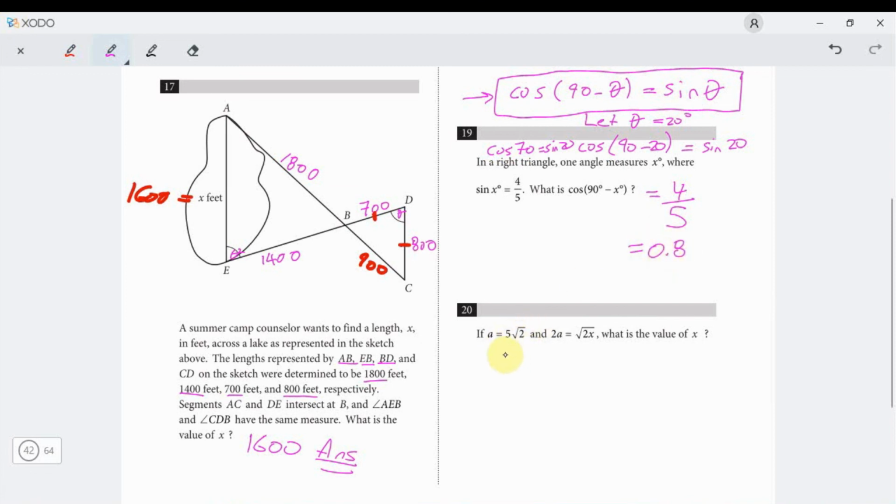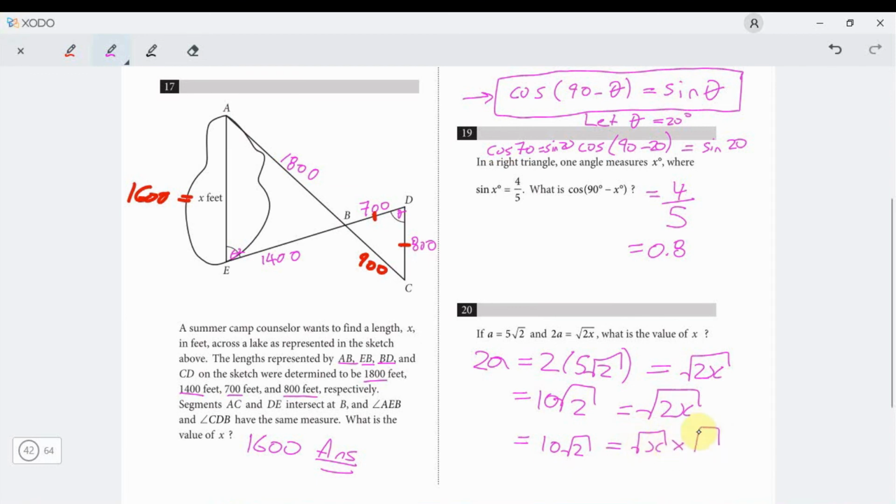Number 20, we have a is 5 root 2 and 2a is the square root of 2x. What is x? So first thing, 2a would be equal to 2 times 5 root 2. That works out to be 10 root 2. And then they told us that this 2a is equal to the square root of 2x. So that means 10 root 2 is equal to the square root of 2x. If we separate it, this is now root x times root 2.